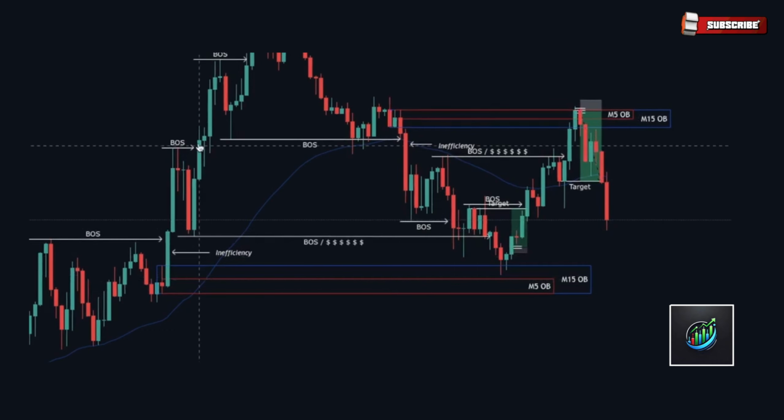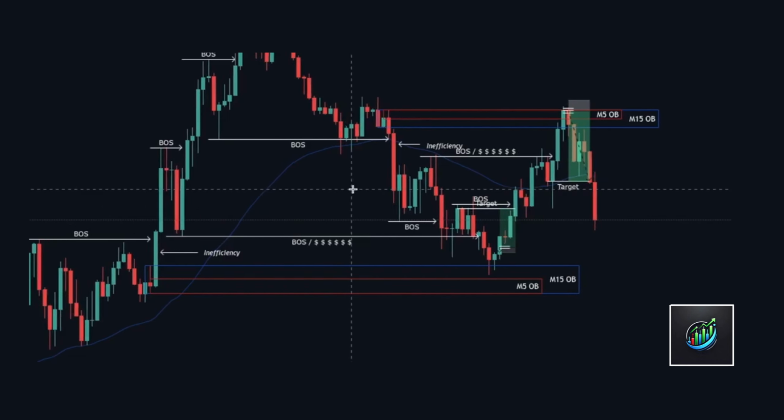On both of these breaks of structure, they were impulsive breaks, yes, that's fair enough, but no inefficiency was really left behind, or no real confluence other than that was left behind. So of course I've always had this area of interest in the back of my mind, and always just really tried to focus on that if price did come back to it and grant me confirmation, of course.